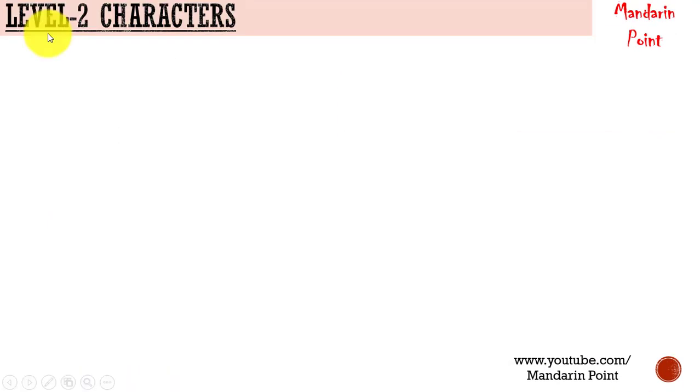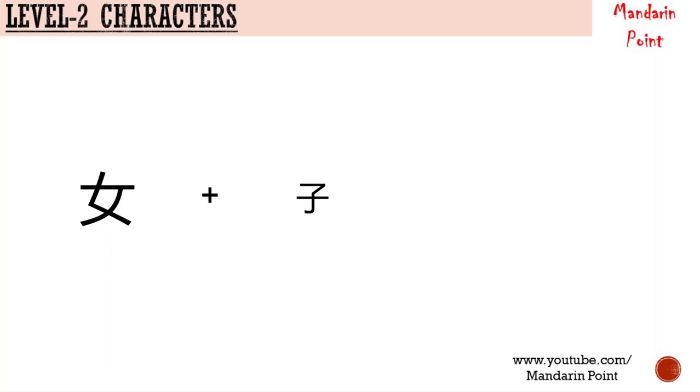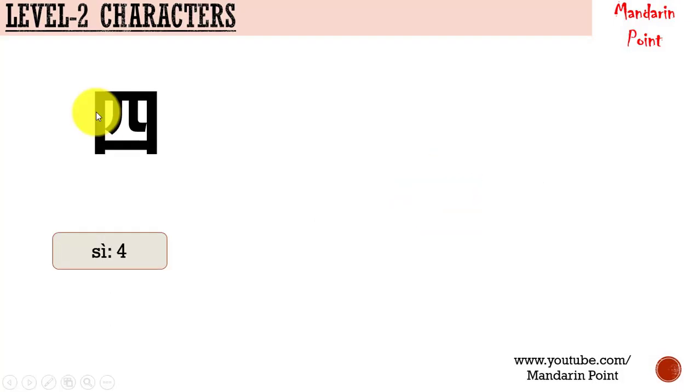Let's look at level 2 characters. Level 2 characters are those composed of two single characters, or two level 1 characters. In other words, level 2 characters are not derived directly from basic strokes. Rather, they are composed of two single characters. Similarly, they will not be decomposed to basic strokes; they will be decomposed to two single characters.